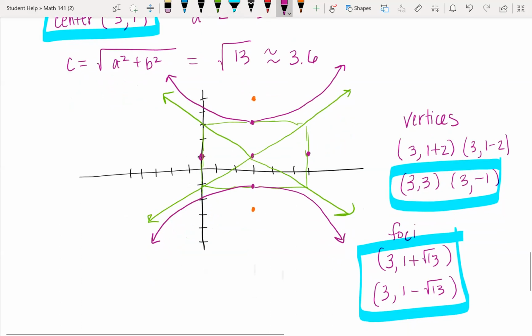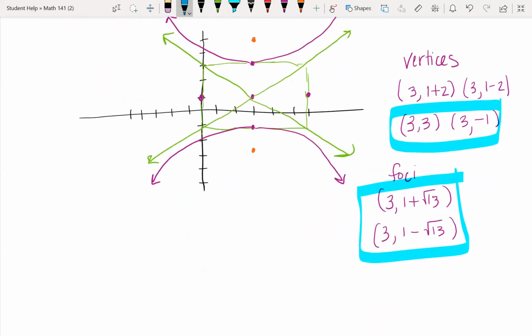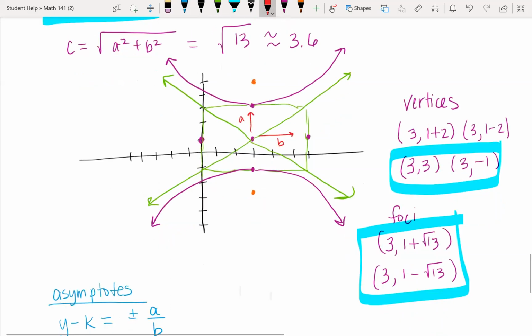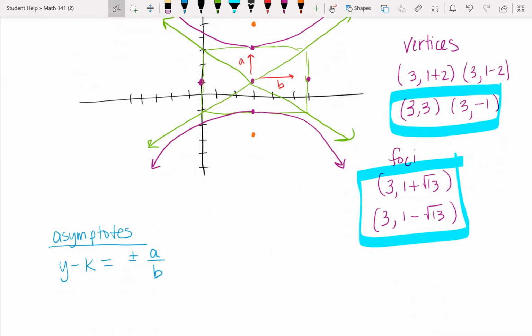All right, last part is to find the equations of the asymptotes. So y minus k, in this case, we're going to do a over b, right? Because we're opening up, this going up is a, and going this direction is b. So the slope is going to change. We're doing rise over run, so a is the rise in this case. And then x minus h.